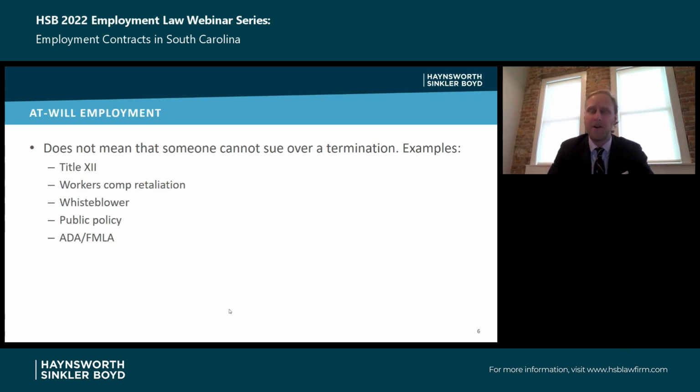We have something in South Carolina called termination in violation of public policy. So there are all these things in the employment relationship that are governed by these laws that most of you would be familiar with, that have nothing to do with contractual terms or contractual liability. So just keep that in mind with at-will employment when it comes to contracts. The doctrine of at-will employment in South Carolina does not mean that an employee can never sue his or her employer, as I'm sure most of you that have had to deal with employment lawsuits are well aware.